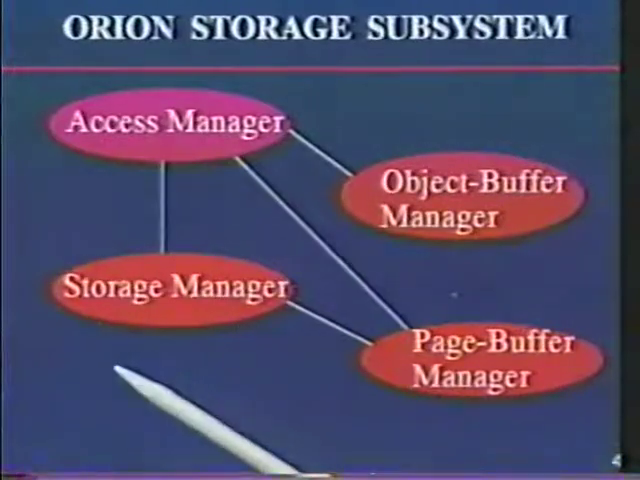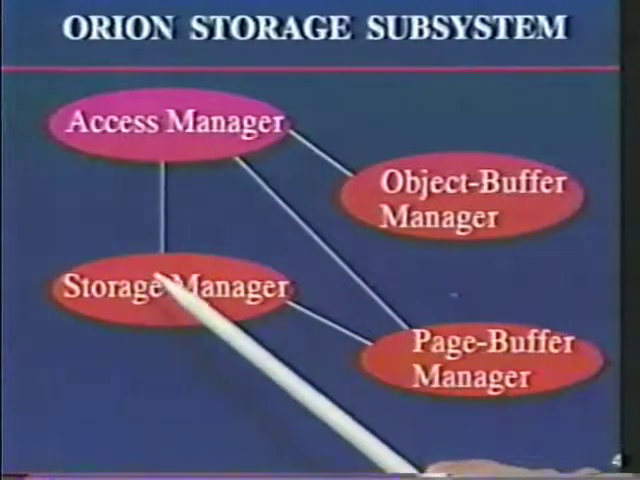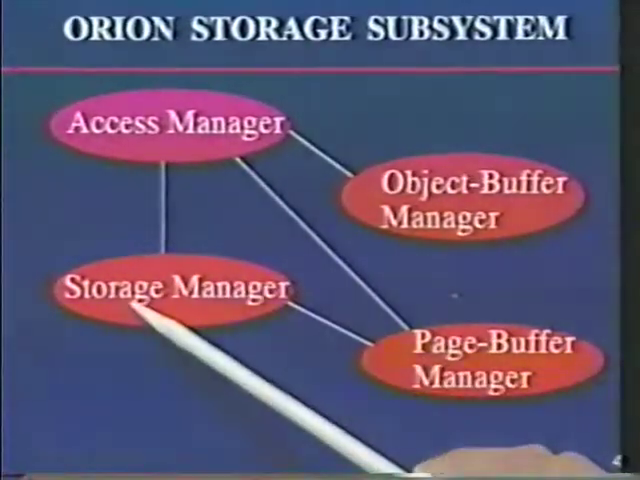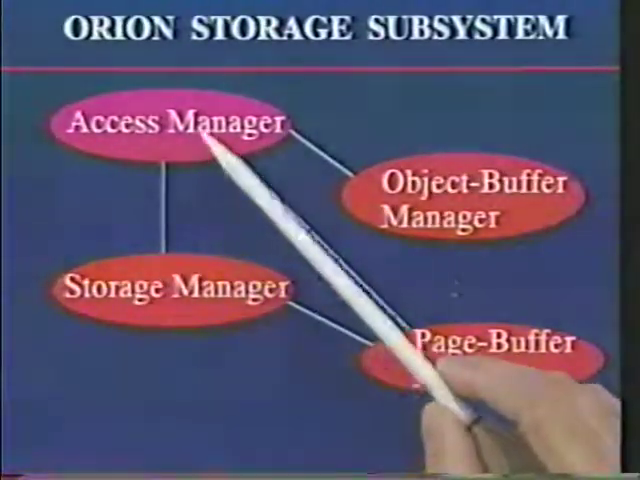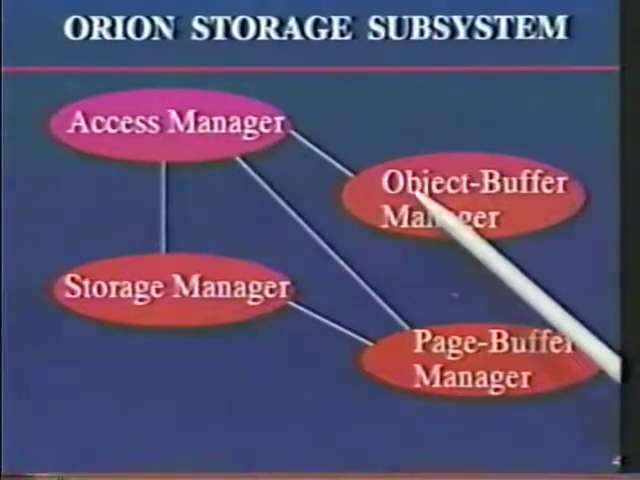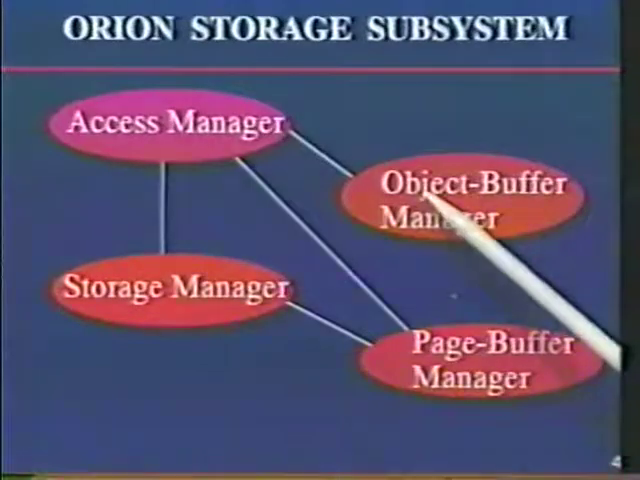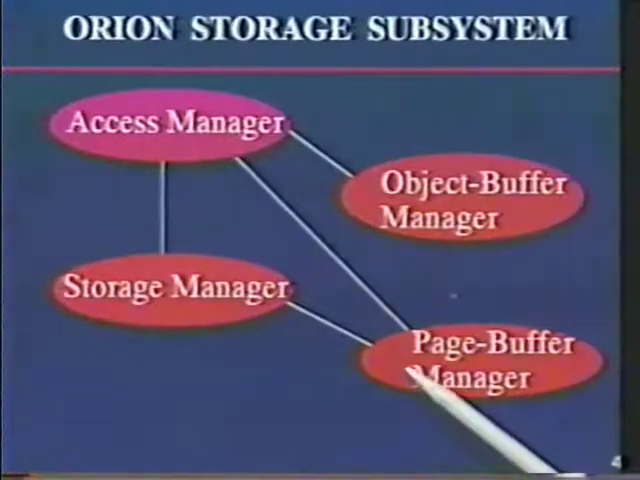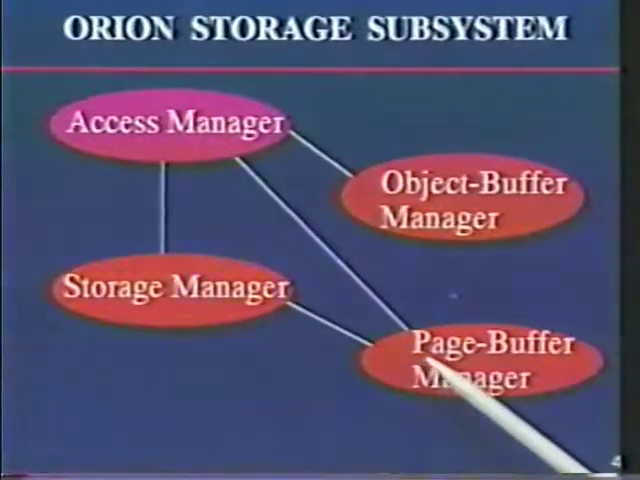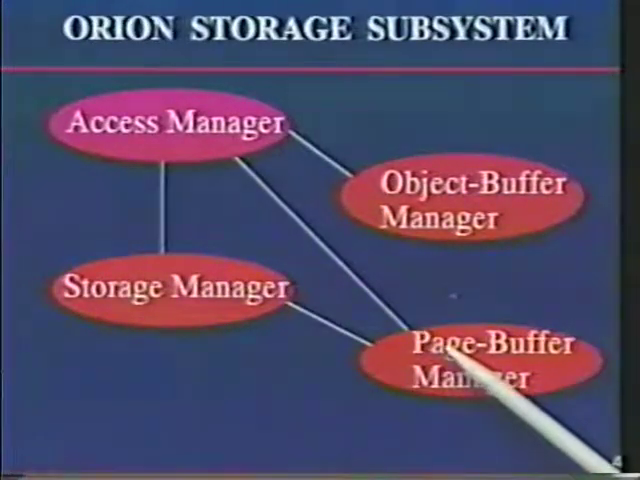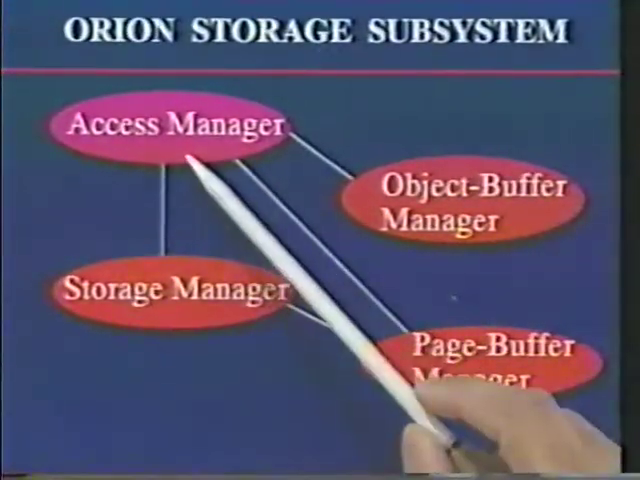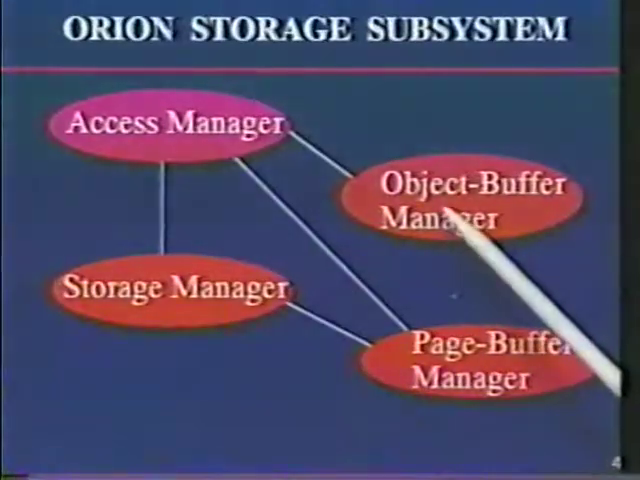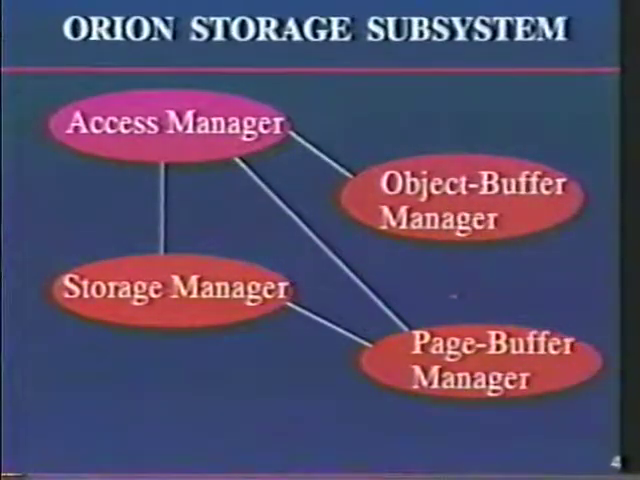So in case you need a particular object, the way you go about doing it is to call the storage manager. The storage manager first calls the object buffer manager to see whether it's in the object buffer pool. If it's not there, the storage manager goes and calls the page buffer manager. So the page buffer is taken from the disk space and put into the page buffer pool. From here, the access manager takes it and then puts the right objects in the object buffer pool.